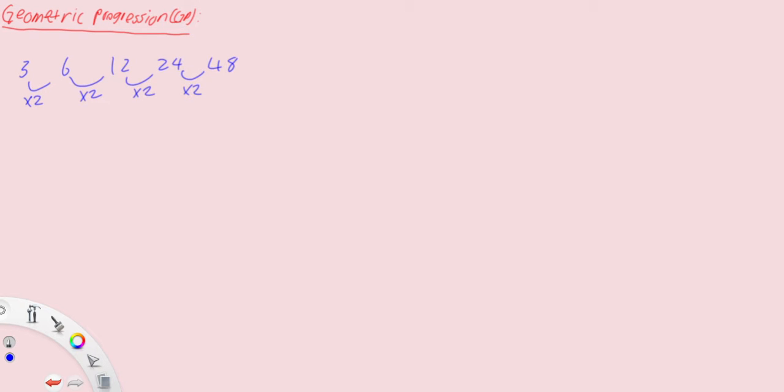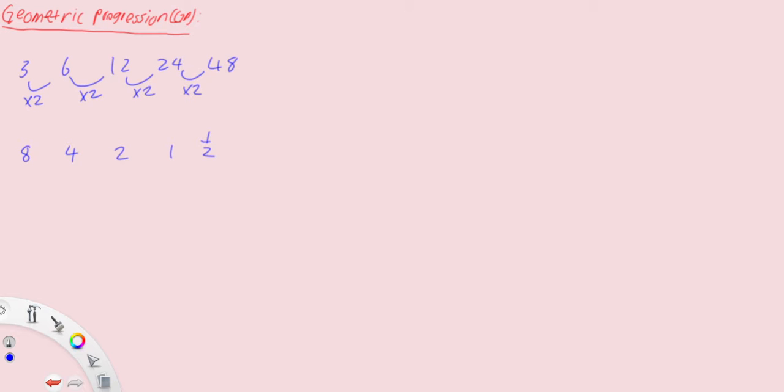Another possibility is maybe not increasing, but actually decreasing, right? For example, let's say we start off with 8, then we have 4, and then 2, 1, and a half. So you know that this is basically divide by 2, divide by 2, divide by 2. We can also introduce negative ratios, negative constants, where we multiply by negative constants.